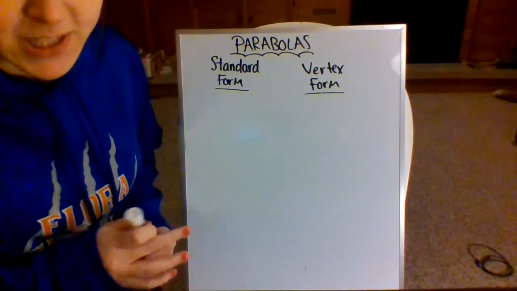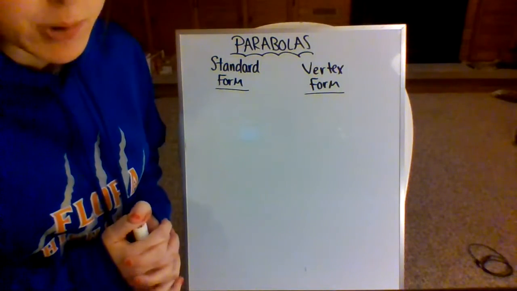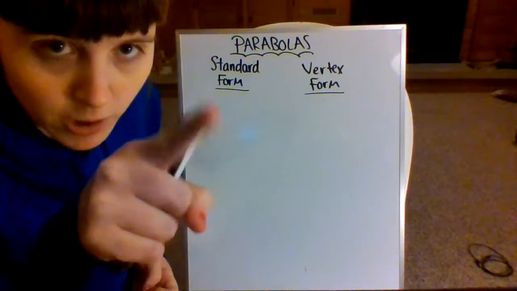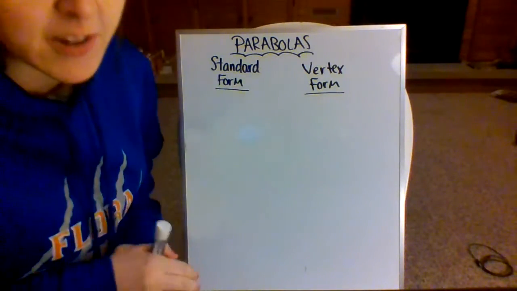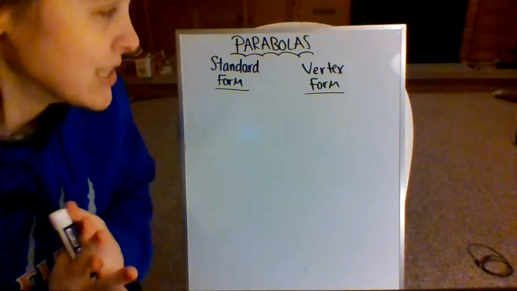Hi, so today we're going to talk about parabolas. A parabola is a U shape. It's either right side up or upside down. Okay, my dad likes to call them parabolas, but they're parabolas.